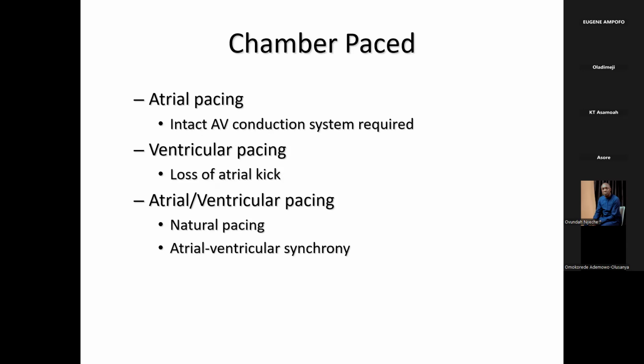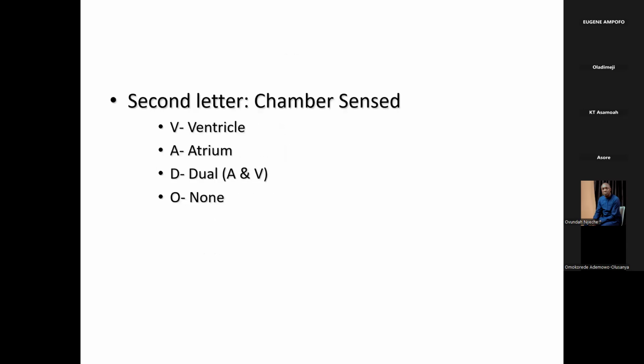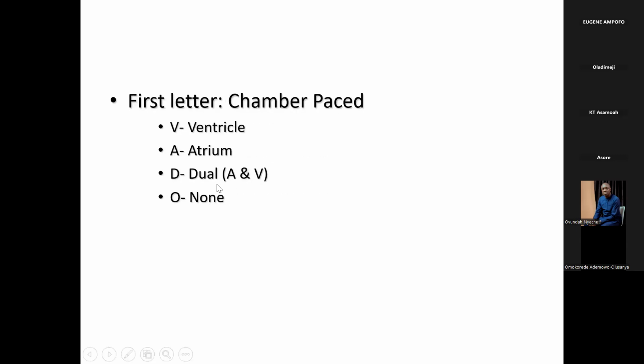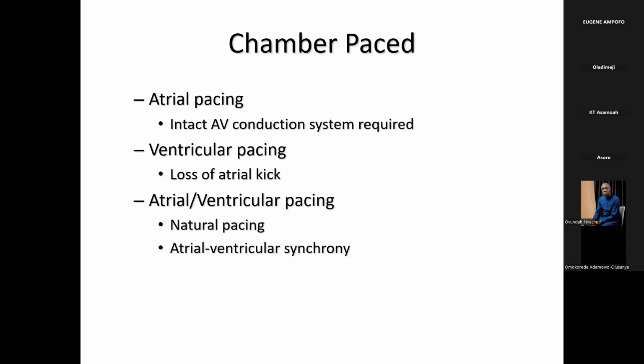We've already informed previously that the O means none, for each of those letters. So for example, a patient can have a dual chamber pacemaker, but you are not allowing it to sense, so it will be none. And you are not allowing it to respond to sensing, so it will be none, O. So the patient will just be paced because you said it's a dual, to pace the chambers, but you should not sense the chamber. Okay? So that would be a DOO.